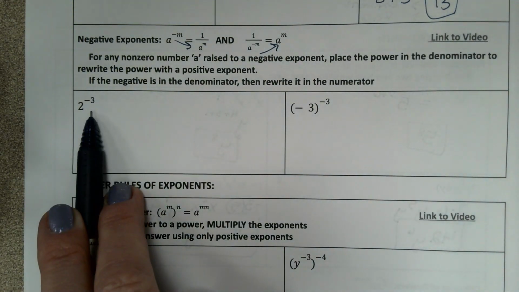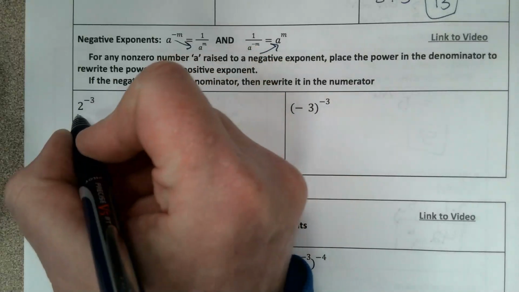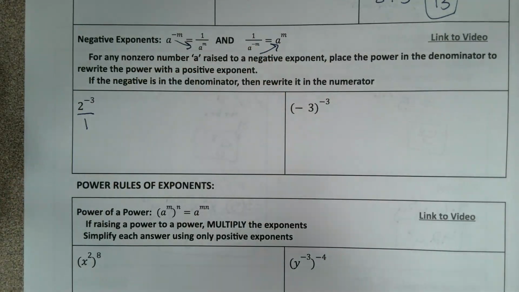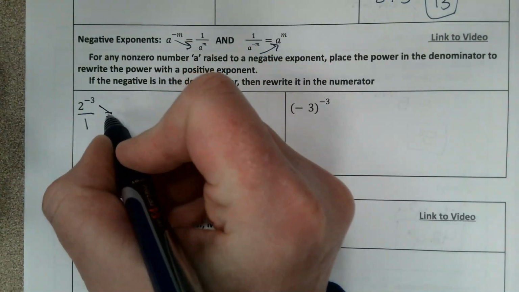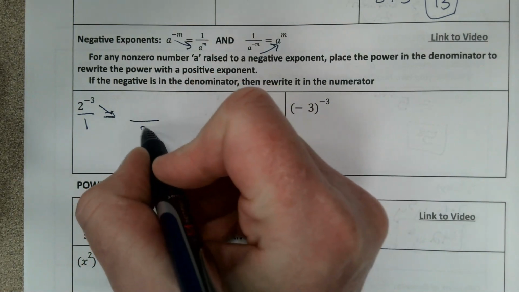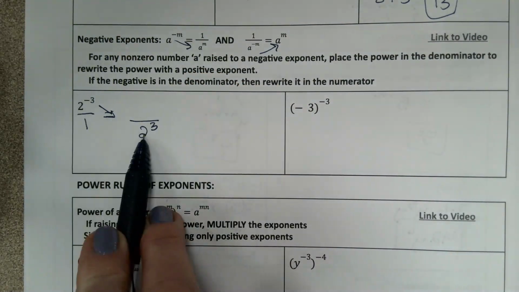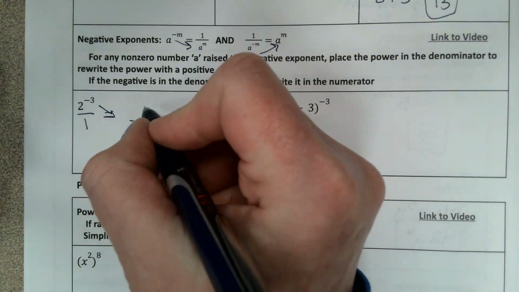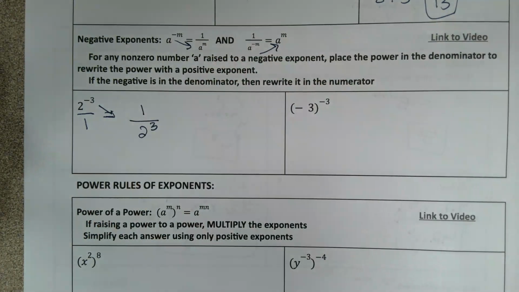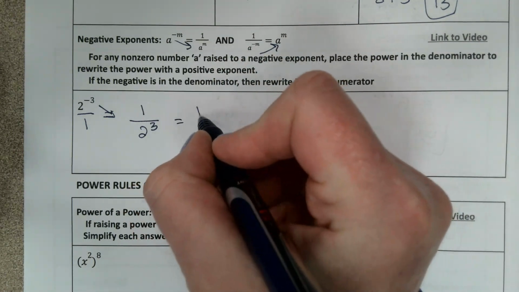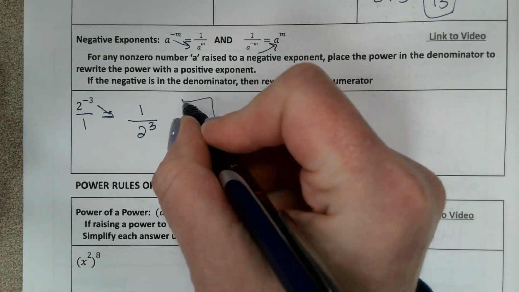All right, so if I have 2 to the negative 3, that is implied to be over 1. So I'm going to send that downstairs, and now I have 2 to the third in the denominator. You just need a placeholder, and so 2 to the third power equals 8.